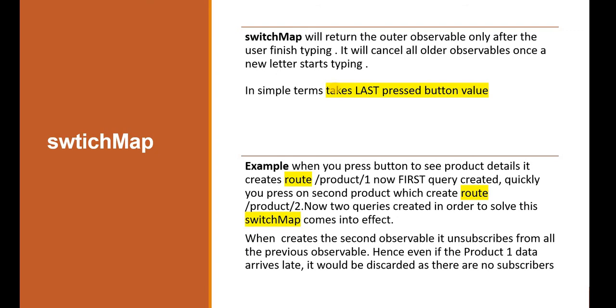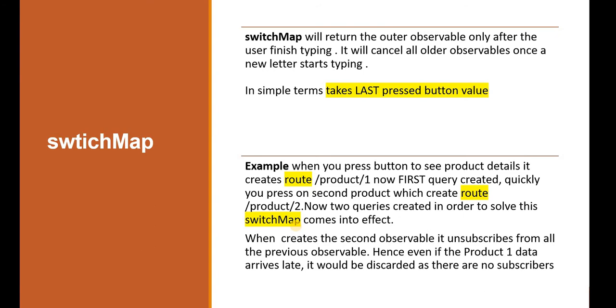I will take another example of a shopping cart where you are browsing the products and you just click one product. On my screen the route will be created like this: product slash one. Now the first query is created for fetching the details of product 1, and while it is in between, you press the button on the second product, say product 2. So what will happen in this case? It will neglect the query 1 result and try to fetch the result of product 2. When it creates the second observable, it unsubscribes from all the previous observables, right?